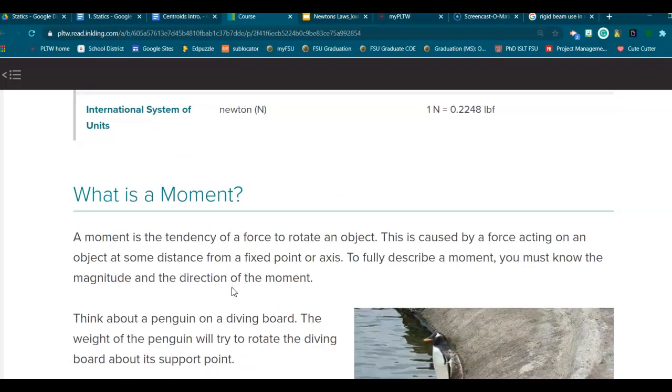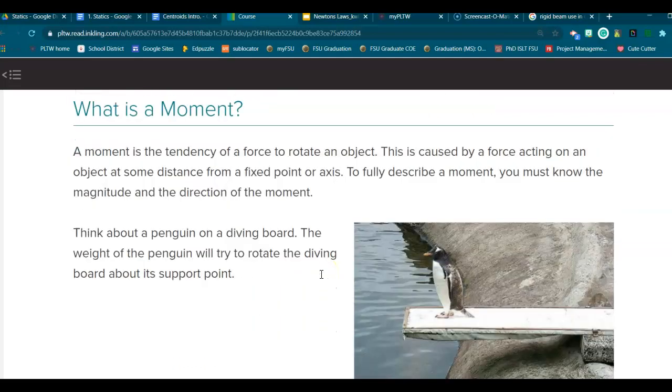Okay, so what's a moment? We're almost done here. Last thing we're looking at. We looked at this when we looked at levers in the beginning of the year. A moment is the tendency or force to rotate on an object. This is caused by a force acting on an object at some distance from a fixed point or axis. To fully describe a moment, you must know the magnitude and the direction of the moment.